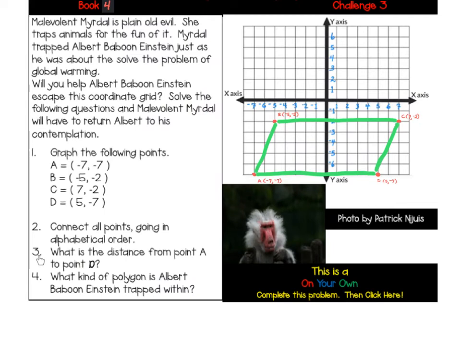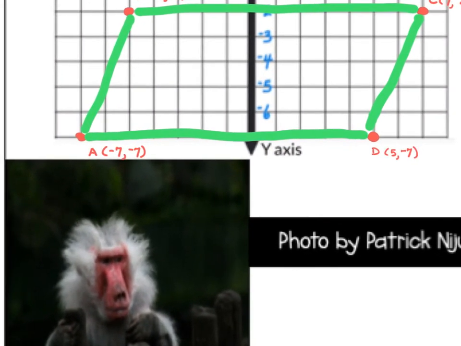Alrighty, let's move on to question number 3. What is the distance from point A to point D? So we're going to go right here from point A straight across to point D. Now there's a couple of different ways I can do this. First of all, as we talked in prior videos, each one of these squares represents 1 unit. So I can count these units all the way from A to D, and let's do that right now. I've got 1, 2, 3, 4, 5, 6, 7, 8, 9, 10, 11, 12. So I've got 12 units from here to here.